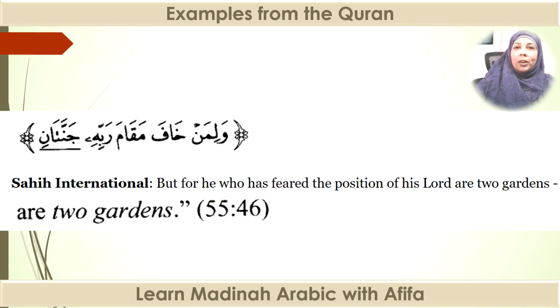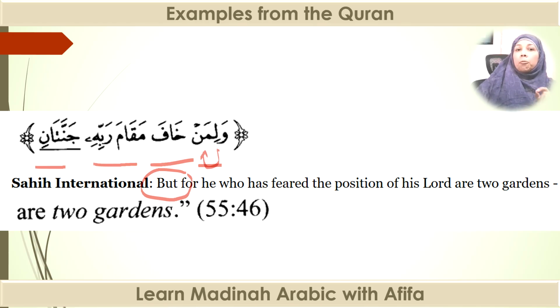So let's go over another verse to understand duals, and this is a portion of the verse given. وَلِمَنْ خَافَ مَقَامَ رَبِّهِ جَنَّتَانِ. So here wa can mean and, or it can also mean but for. Okay, li means for or belonging to. Li man, so for the one who. Man is referring to who, for the one who. Khafa, which is a verb to mean feared.